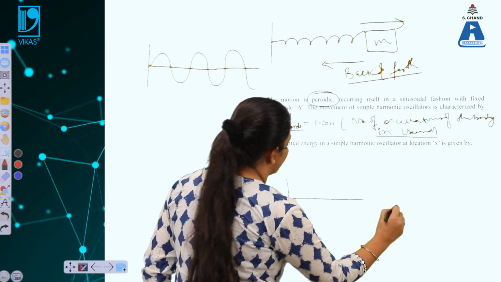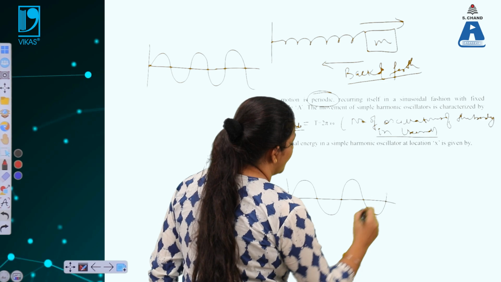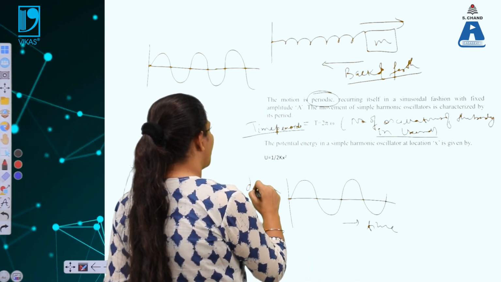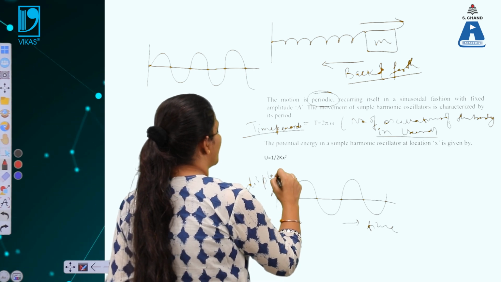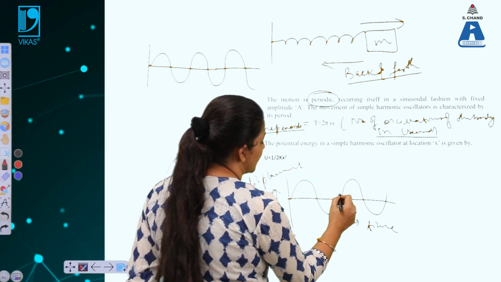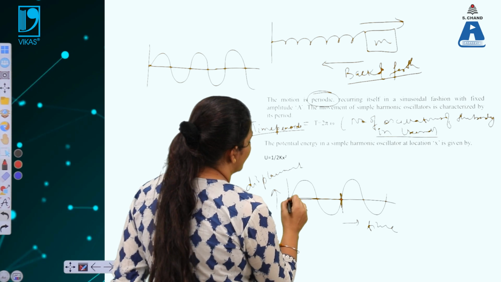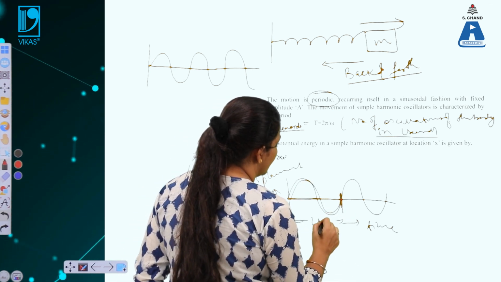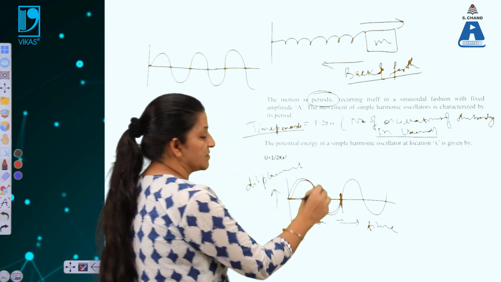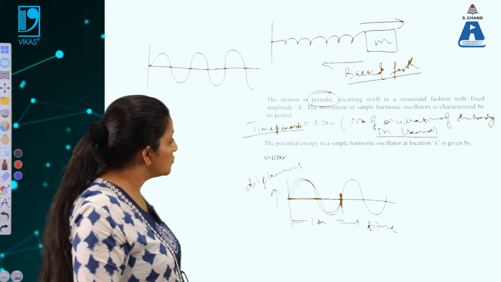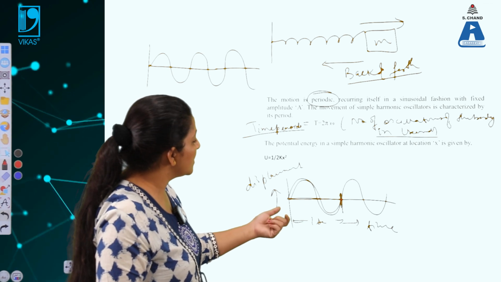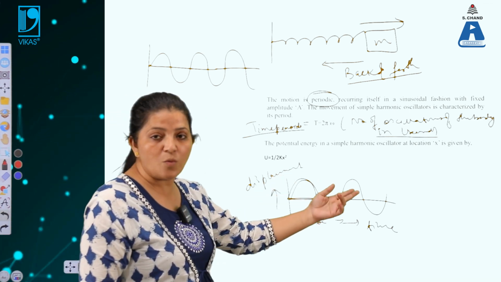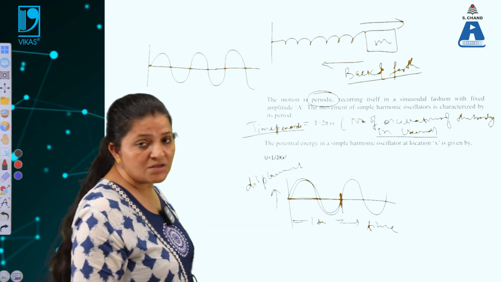Now if this is the time for 1 second, and along this direction we are plotting the displacement of the body, then for 1 second, these are the number of oscillations, and this total is known as the time period. So this is the time period, or you can say that the time taken by the body to complete one cycle is known as the time period.